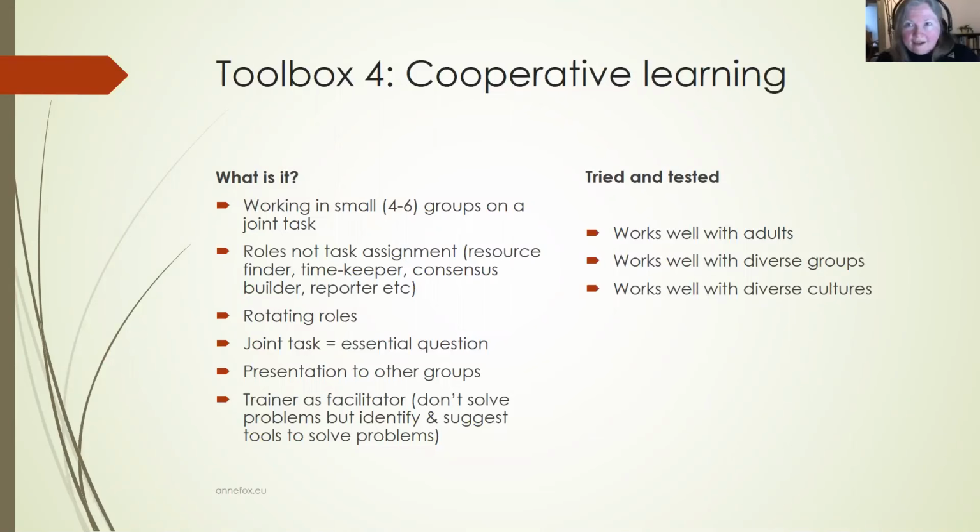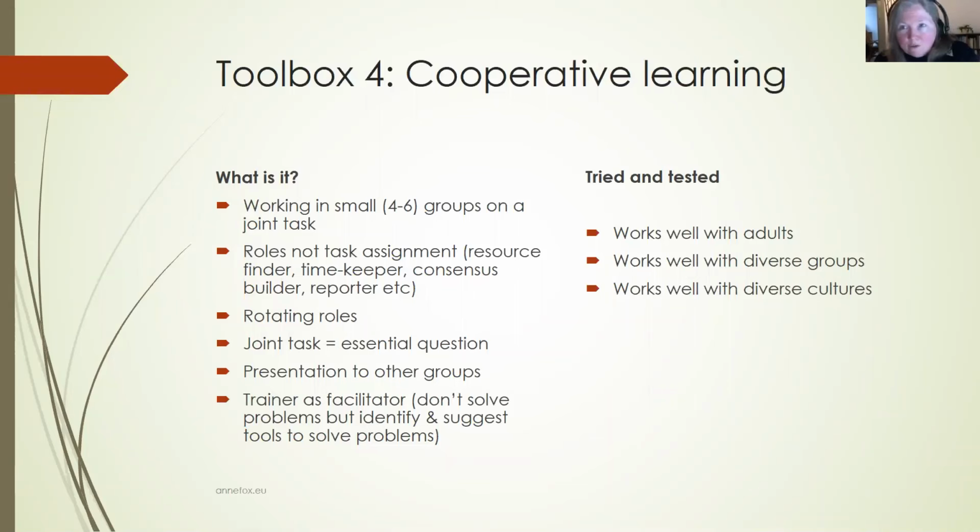Most people, when they get a big project and they have to do it in a group, they just divide it up into tasks. And it's very, very important to assign roles rather than tasks. And some of the roles are suggested here. For example, you could have a resource finder, a timekeeper, a consensus builder, a reporter, and so on. And the point about these is that the roles are rotated. So next time the group works together, you don't have somebody who always falls into the role of being the reporter because they're good at writing or they're good at making PowerPoints. What you do is that you rotate the roles.